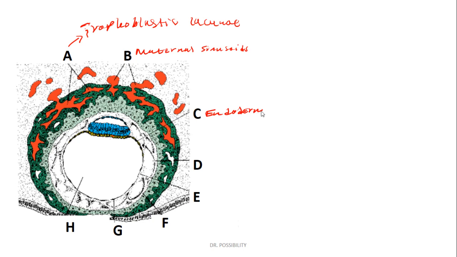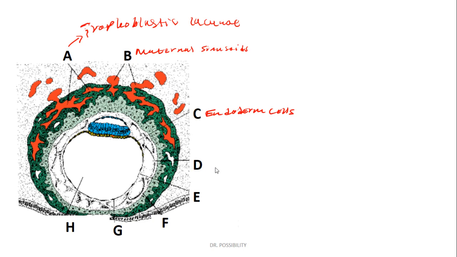So these endoderm cells are the ones which will lead to the formation of the what? Of the endodermal layer, which is part of the trilaminar germ layer. Then D is in between F and E, which is more like a cavity-like structure. And this is known as the what?